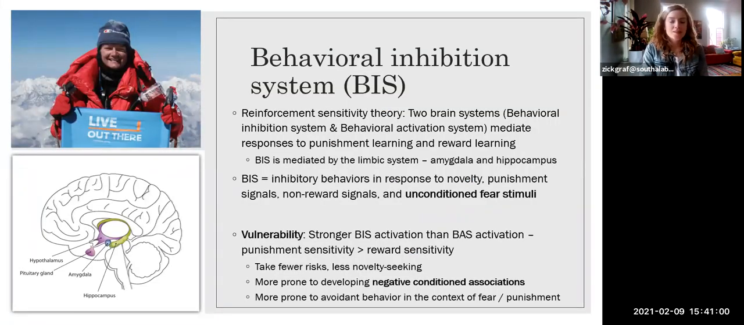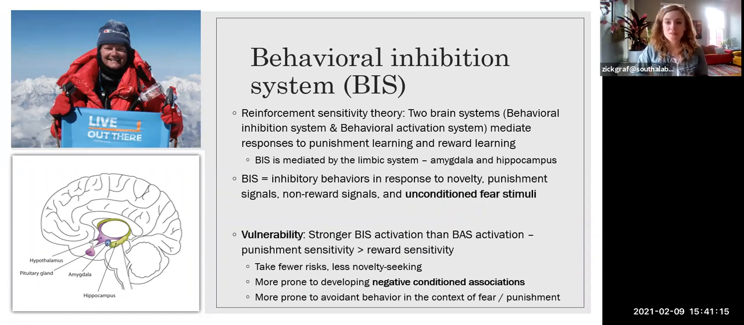So the HPA axis and the autonomic nervous system have to do with how the brain communicates with the body. The behavioral inhibition system has to do with how the brain takes in information and creates new networks within itself. Basically, it helps to regulate learning processes.